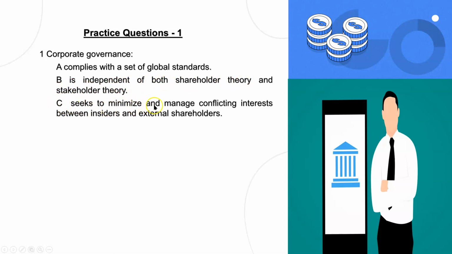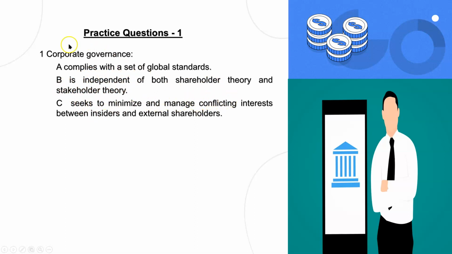C, to minimize and manage conflicting interests between insiders and outsiders or external shareholders. Is it independent of shareholder theory and stakeholder theory, as I discussed in video number 2? No. Because from these two theories, we created corporate governance to look after the stakeholders. So it is not independent. It is part of these two theories. So it seeks to minimize the conflicting interests.